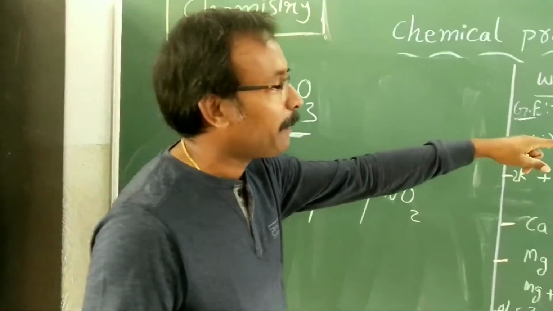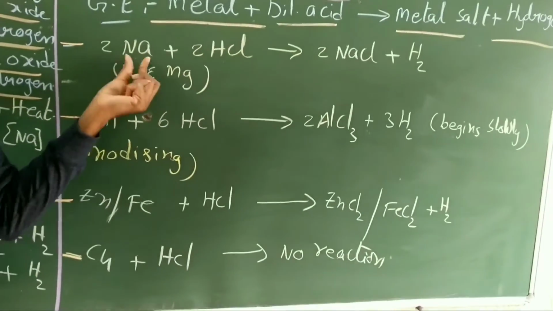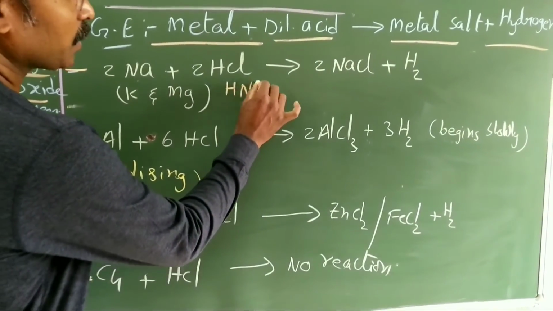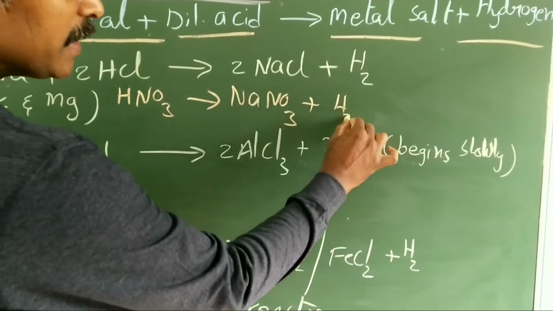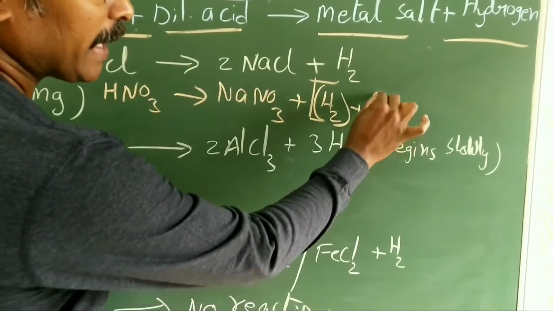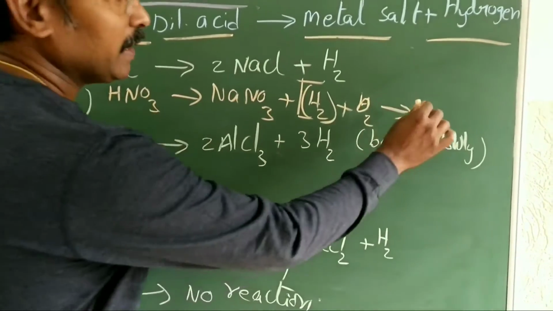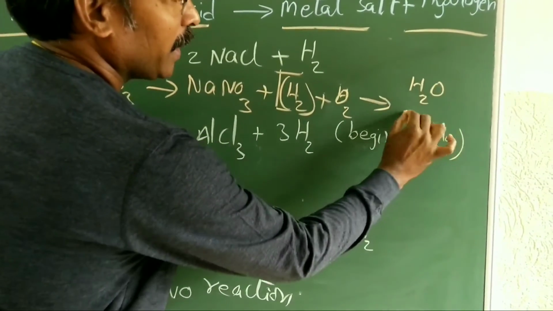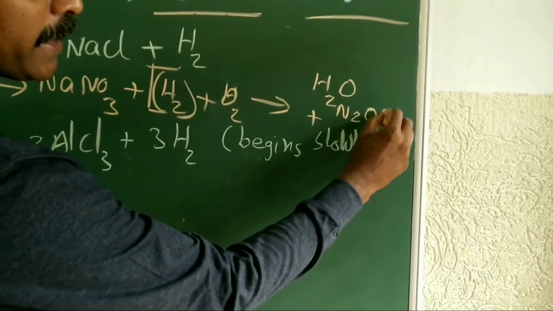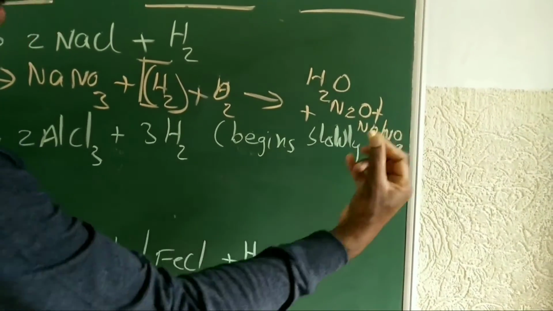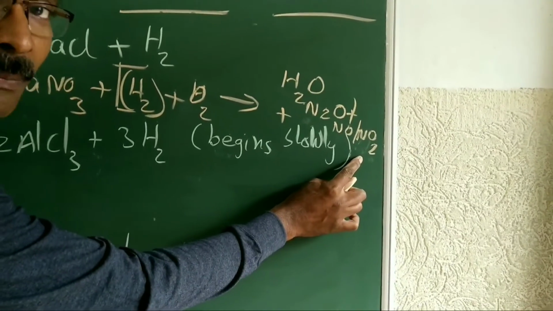In the previous case, what happened? Sodium reacts with hydrochloric acid to produce salt and hydrogen. So when you take the same sodium, in place of HCl, if you take HNO3, it gives you NaNO3, sodium nitrate, plus hydrogen is produced. This hydrogen further reacts with the oxygen from the nitric acid and changes into water. Along with the water, it gives dinitrogen oxide, nitric oxide or nitrogen dioxide. It will happen like that.